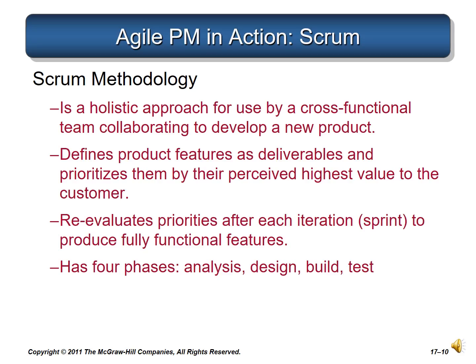Iterations are called sprints and should last no longer than 4 weeks. The goal of each sprint is to produce a fully functional feature or features. This forces the team to tackle tough decisions early in order to create a workable demo. The specific 4 phases of Scrum are analysis, design, build, and test.